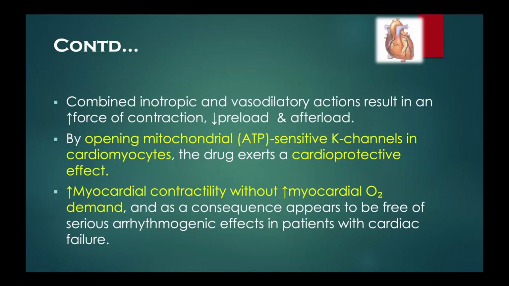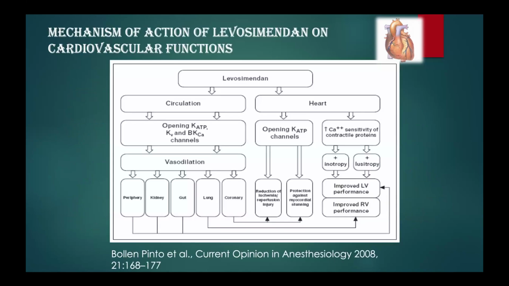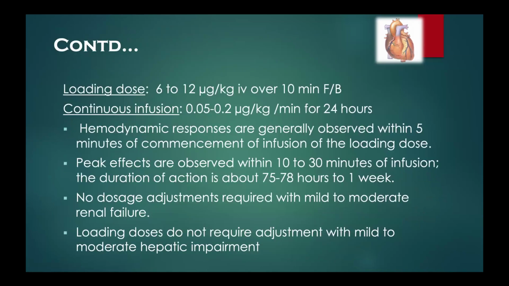So here is a chart which shows how levosimendan acts on the circulation and the heart. In the heart, it helps in increasing the calcium sensitivity of contractile proteins, and in the circulation, it helps in opening the potassium ATP channel, leading to vasodilation. Loading dose is 6 to 12 micrograms per kg over 10 minutes, followed by continuous infusion of 0.05 to 0.2 micrograms per kg per minute. Peak effects are observed within 10 to 30 minutes of infusion. The duration of its action is around 75 to 78 hours to 1 week.